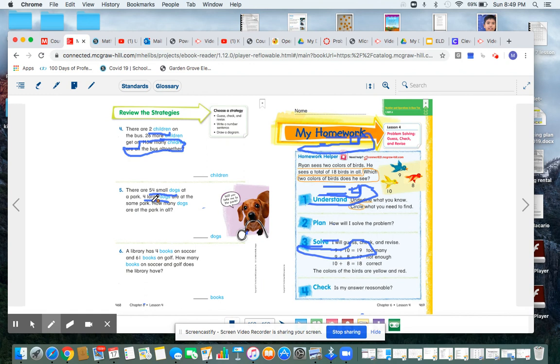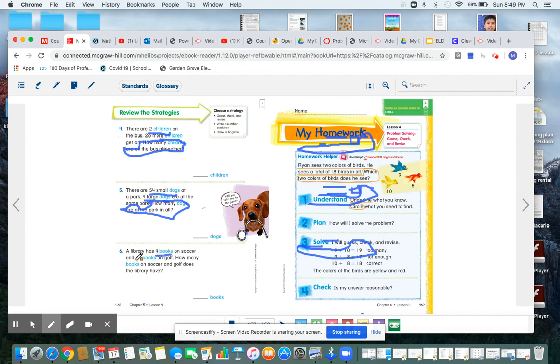So you have to go ahead. This is an addition problem because it's telling us that you have a number of small dogs and large dogs at the same park. So you have to make sure that you add those 2 numbers to get how many are at the park.